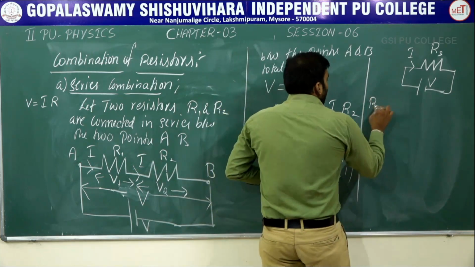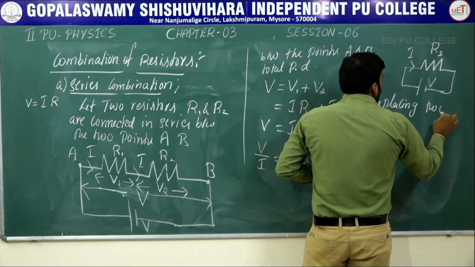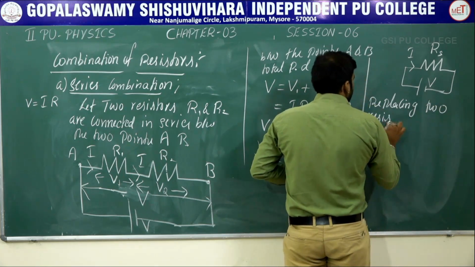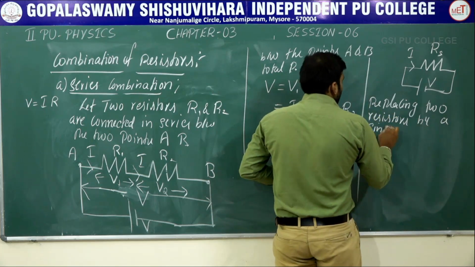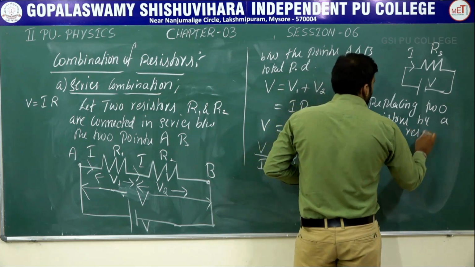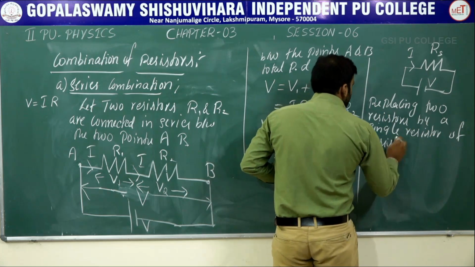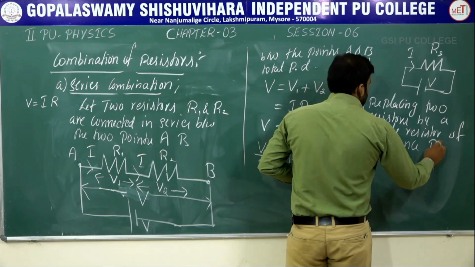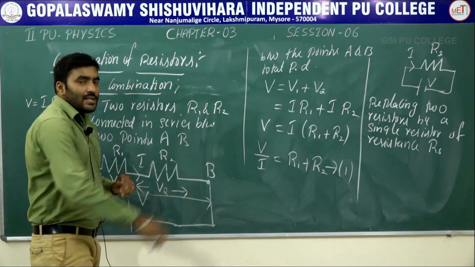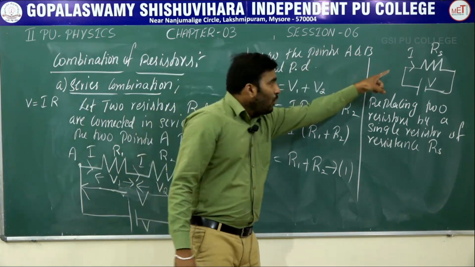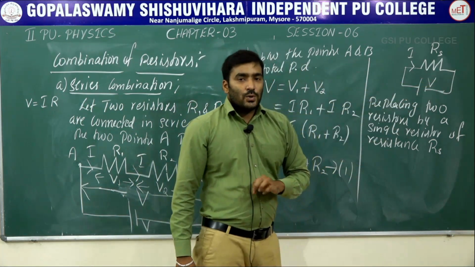Let me write that. Replacing two resistors by a single resistor of resistance RS. So we are replacing the two resistors by a single resistor now. The same current I flows through that resistor, and the potential difference across the resistor is also V.